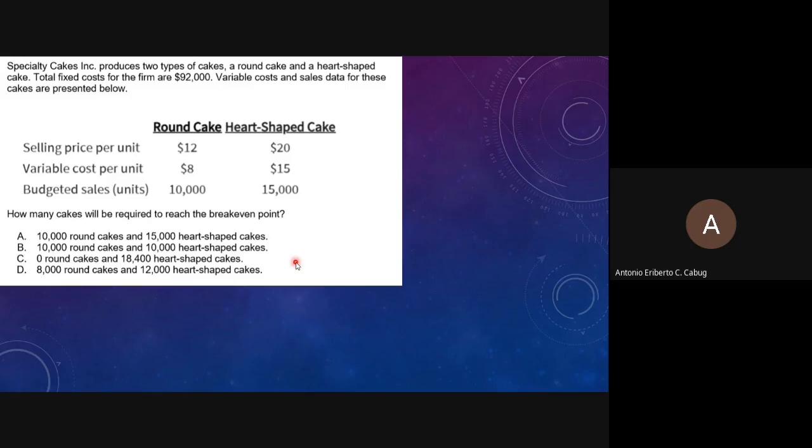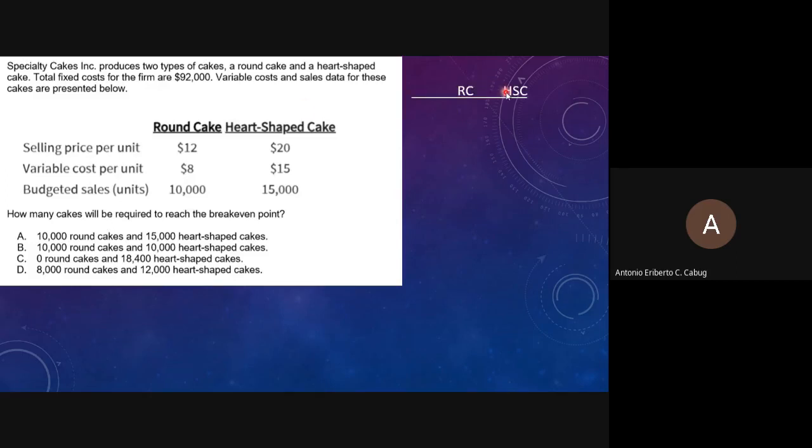So, did you implement it properly? The unit mix is 10 to 15. 10 plus 15 is 25. Whether it's 1,000 or not 1,000, it doesn't matter. 10K, 15K, that would be a total of 25K. 10 over 25 is 40%. 15 over 25, that would be 60%. Okay lang? Okay, game. So I'm going to minimize this.